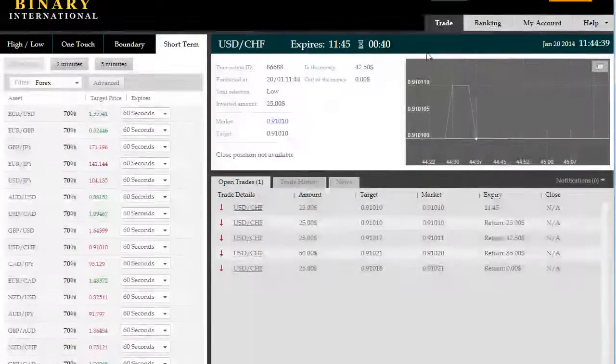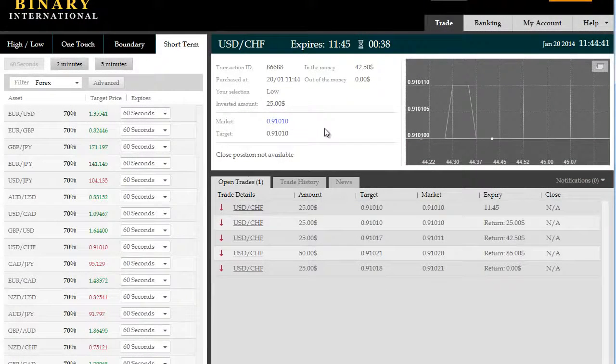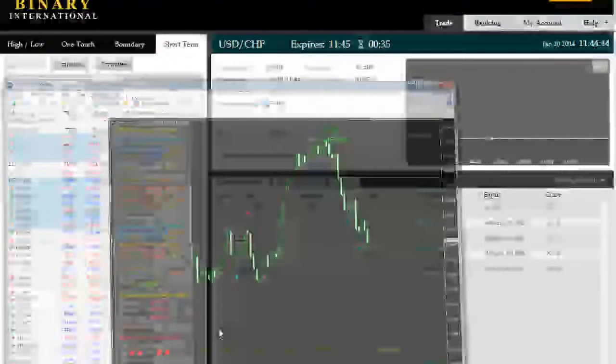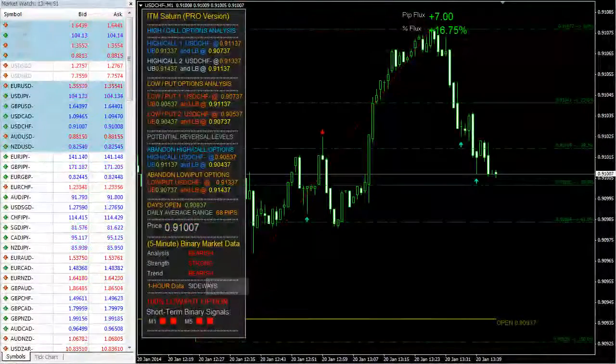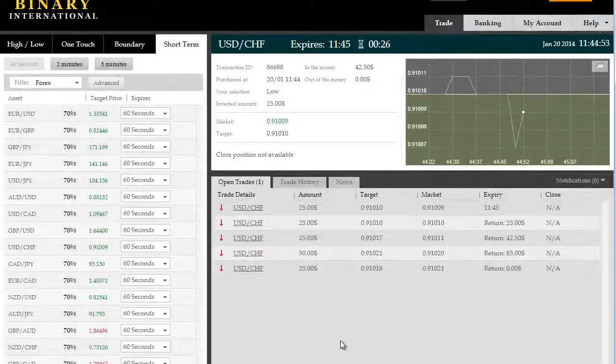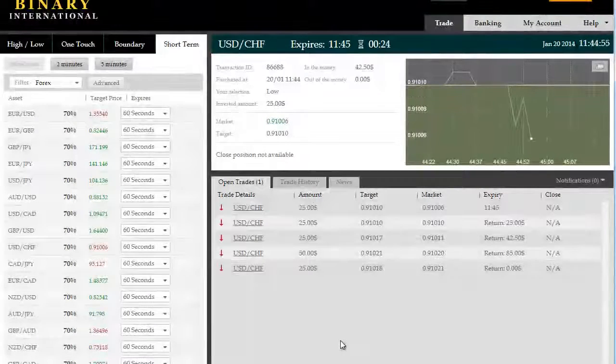So wait for the chart to expire in one direction or the other. Fluctuations are normal. We have another 35 seconds left in this particular trade. The market is still fluctuating at that little support level, but continuing in its bearish momentum as shown by ITM Saturn Pro. We're currently on our 6th trade and are in the money on our 6th trade.